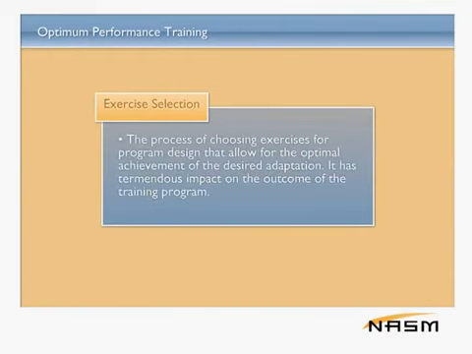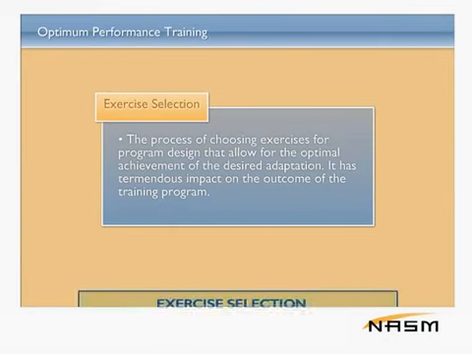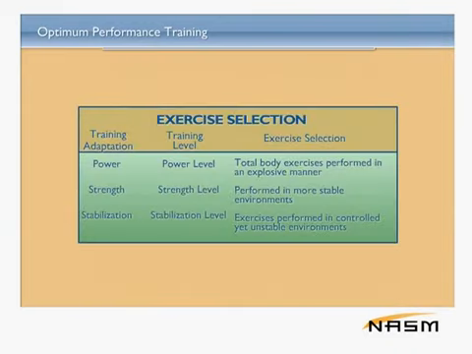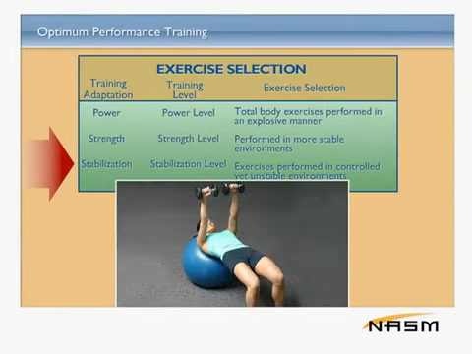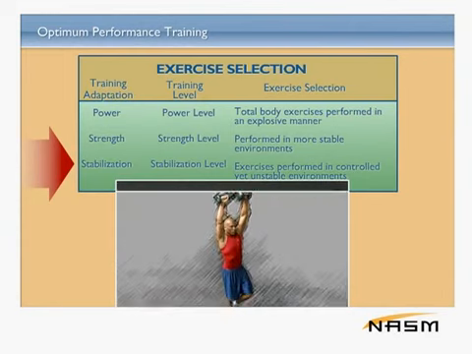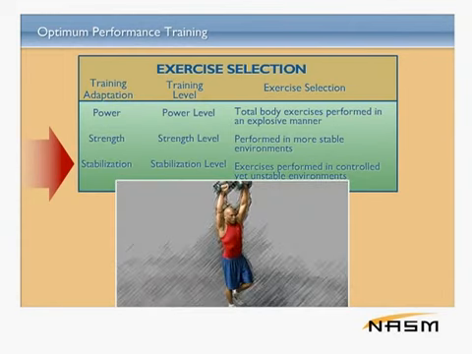Exercise selection is the process of choosing exercises for program design that allow for the optimal achievement of the desired adaptation. It has a tremendous impact on the outcome of the training program. Therefore, exercises should be specific to the training goals and based on the principles of the exercise selection continuum. If the goal is stabilization, then the exercises used for the goal would be performed in more unstable yet controllable environments. Some examples would include a ball dumbbell chest press, a ball dumbbell row, or a single-leg overhead press.